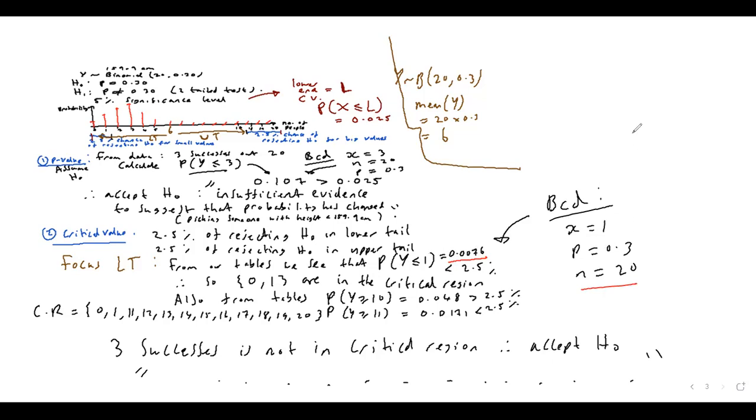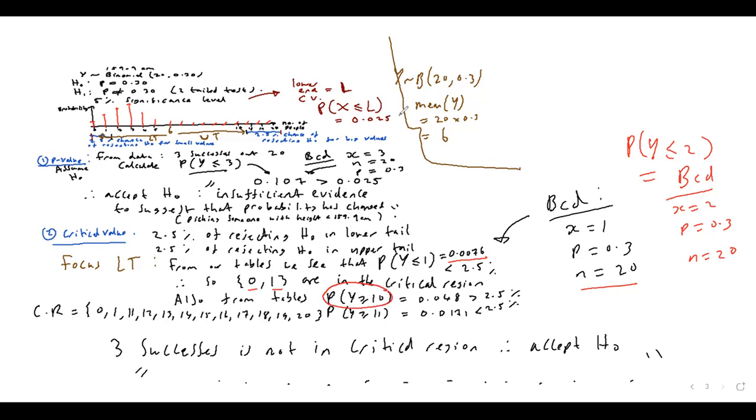And then you want to do the same with the probability that Y is less than or equal to 2. Again, this is binomial CD, but now your X is going to be 2, your P is again 0.3, and your N is going to be 20. When you do that, you'll get a number which is bigger than 2.5%. So you know that X equals 1 is your critical value, so 0 and 1 are in your critical region. And then you want to do the same calculation that we did before: calculate the probability that Y is bigger than or equal to 10.